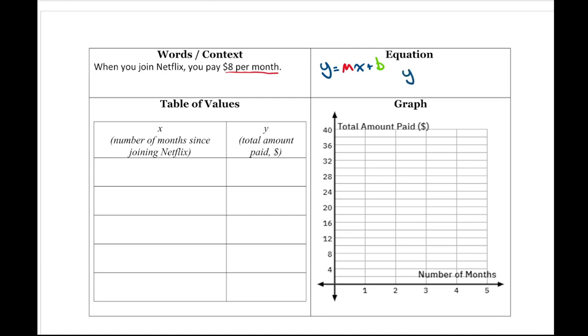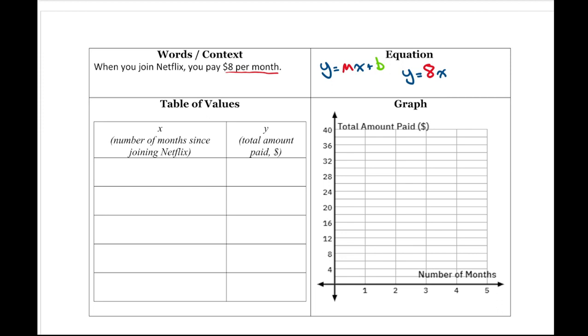That means that in our equation, we'll have y equals 8x, so 8 times however many months. And we don't have a starting value. So in this case, when you join Netflix, you don't have to pay a fee up front. You're just paying per month. So in this case, our b value would be plus 0 because we don't have a starting value, or our starting value is 0, but we don't need to show that because if you're adding 0, you're not really changing anything.